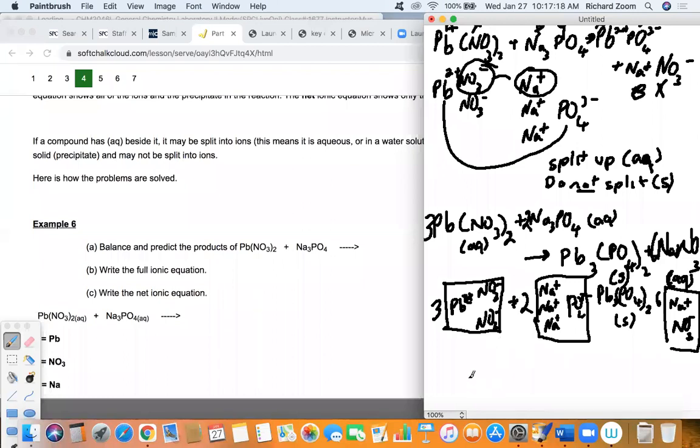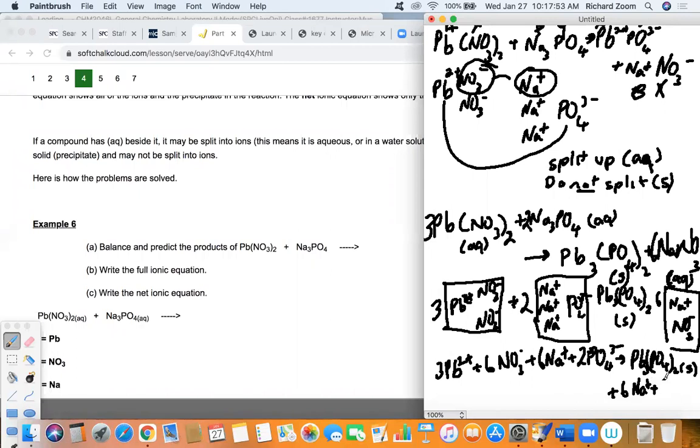So if we want to figure out how many of each ion we have, we're going to have 3 Pb2 pluses, 6 NO3 minuses, 6 Na pluses, and 2 PO4 3 minuses, which gives Pb3(PO4)2 solid, which doesn't get split up, plus 6 Na plus and 6 NO3 minuses.